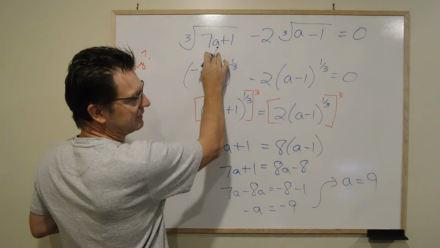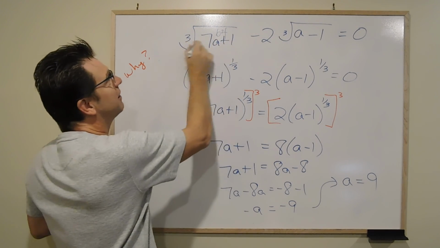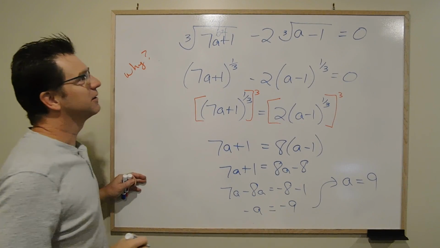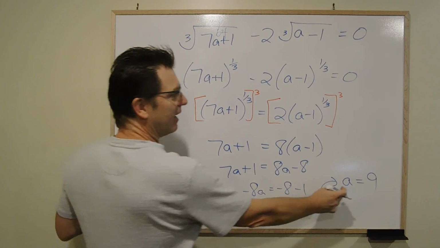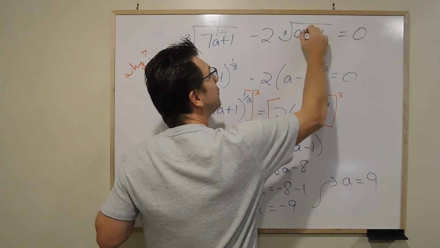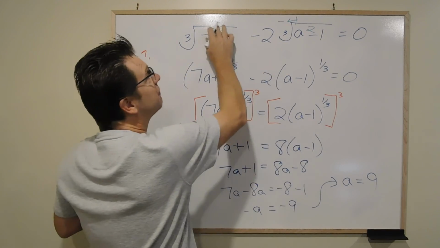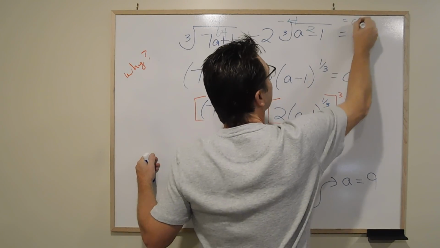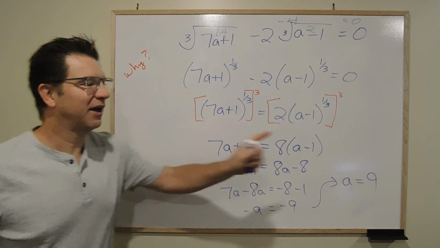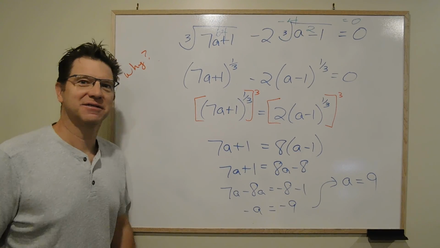7 times 9 is 63 plus 1. So this is 64, and the cube root of 64 is 4. 9 minus 1 is 8. The cube root of 8 is 2. And negative 2 times 2 is negative 4. And 4 minus 4 does equal 0. So this answer is correct, and it's a legitimate answer.